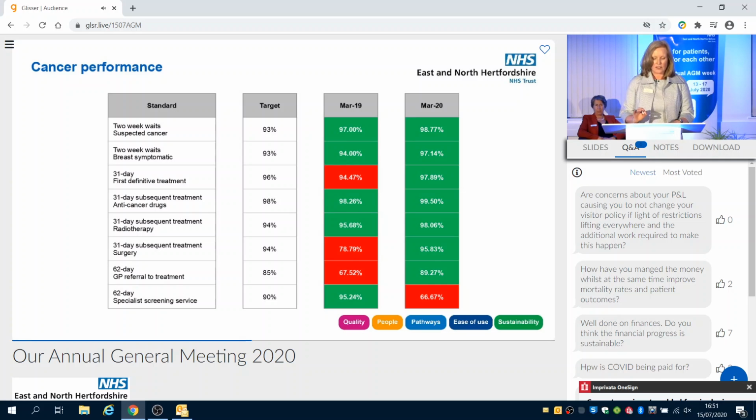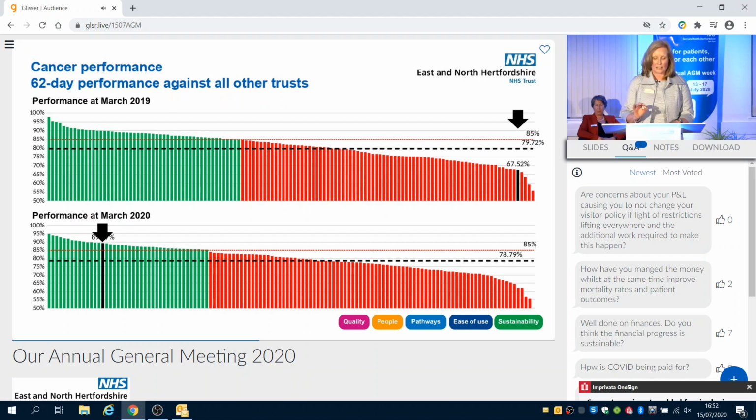In addition, the standard was also met in April and May 2020. And in addition, the Trust was the only Trust in the East of England to deliver this performance target in May, something of which we are incredibly proud. Next slide, please.